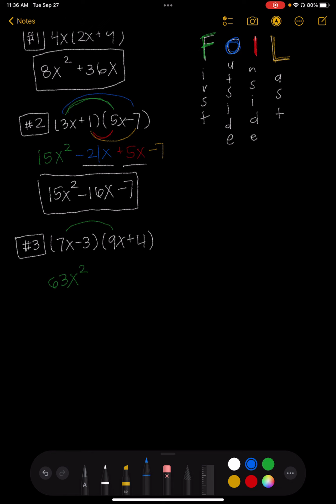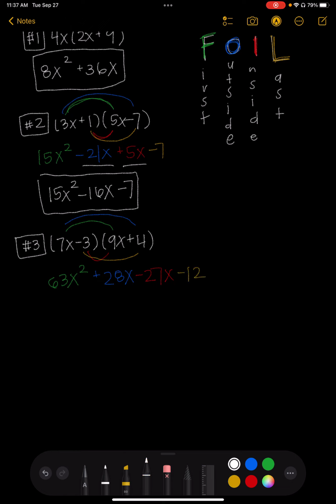Then we're going to do the outside chunks, which is 7 and 4. 7x times 4, 7 times 4 is 28. And then that 7 has an x on it, so the 28 also has to have an x on it. Now we're going to do the inside ones, which are -3 and 9. -3 times 9 is -27, and then x, because that 9 has an x on it. And the very last one is the last chunk, so -3 and 4, which gives me -12.